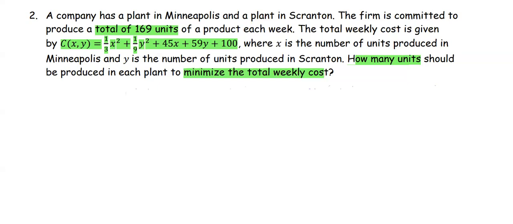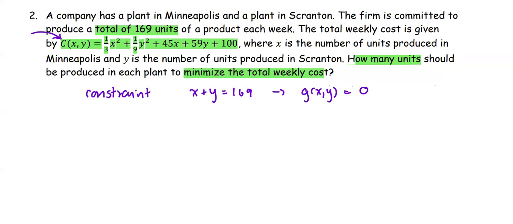This problem is to find x and y that optimize the cost, which is this function, for the constraint given by the problem: the total is 169 units. So that means x plus y must be 169 units. Therefore, the g(x,y), or the constraint equation in the form of the expression equals 0, is x plus y minus 169 equals 0. So this is the g(x,y).